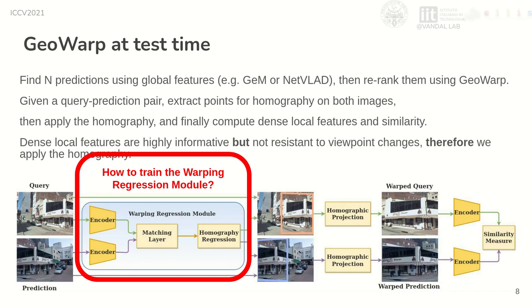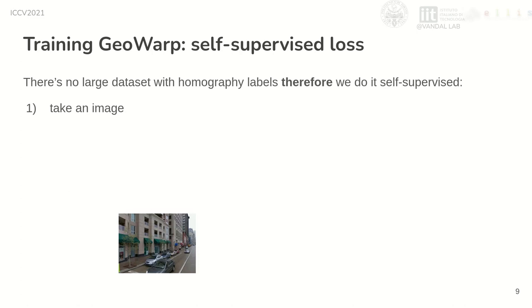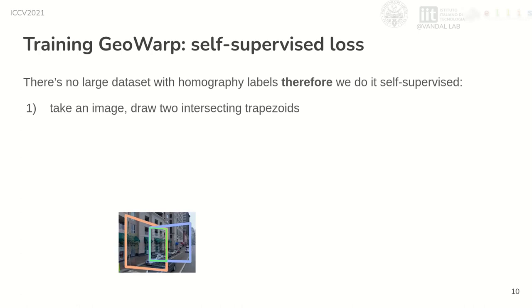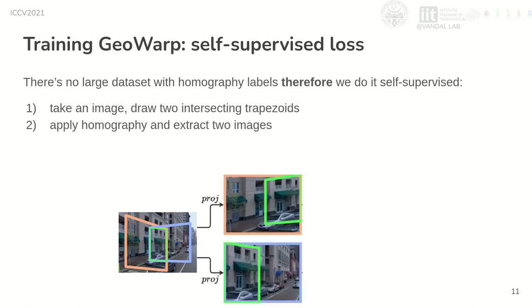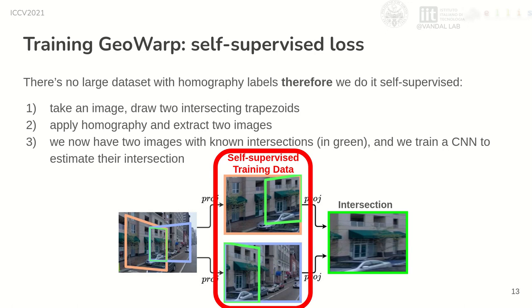So now the question is, how do we train the warping regression module? Because there is no large-scale dataset with homography labels, we need to do it in a self-supervised way. First, we take an image from the training set. We draw two intersecting trapezoids. We apply a homographic projection on both to extract two images. And now we have two images for which we know the intersection, here shown in green. Given the two images, we can train a CNN that estimates their intersection.